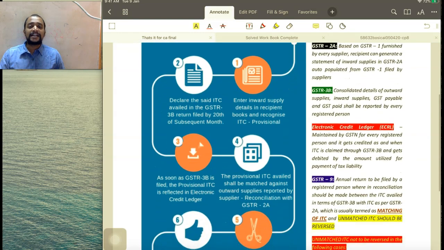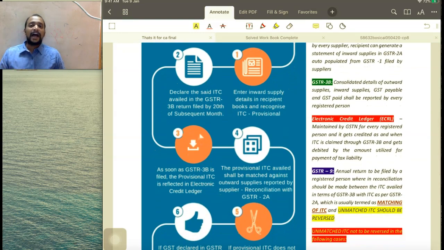As and when you declare ITC in GSTR 3B, then that amount you have declared will go to the electronic credit ledger, which will be maintained by GST network on behalf of a registered person. Now, input tax credit is an asset or liability to you? It's an asset. So asset shows a debit balance, correct or not? Now, they are maintaining the ledger on behalf of you, so input tax credit shows a credit balance in the ledger.